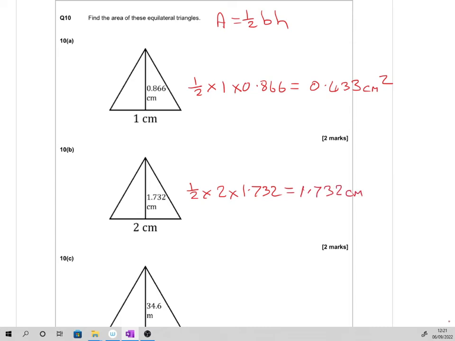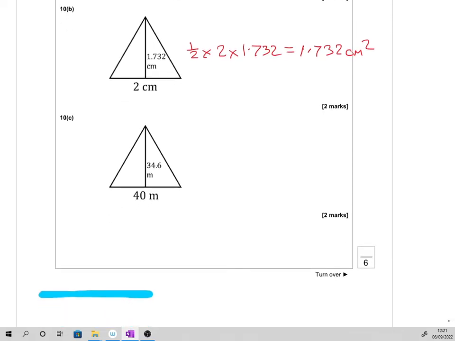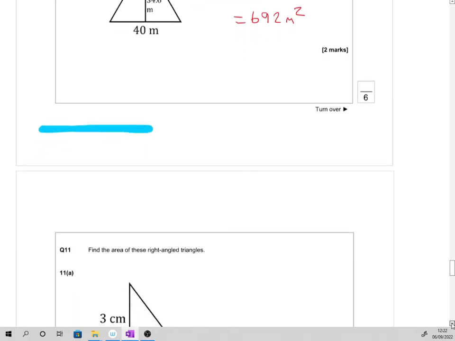1.732 centimeters squared. And this one is a half times 40 times 34.6. So 0.5 times 40 times 34.6 equals 692 meters squared. This height must be the vertical height. Don't get mixed up with going up the sides.